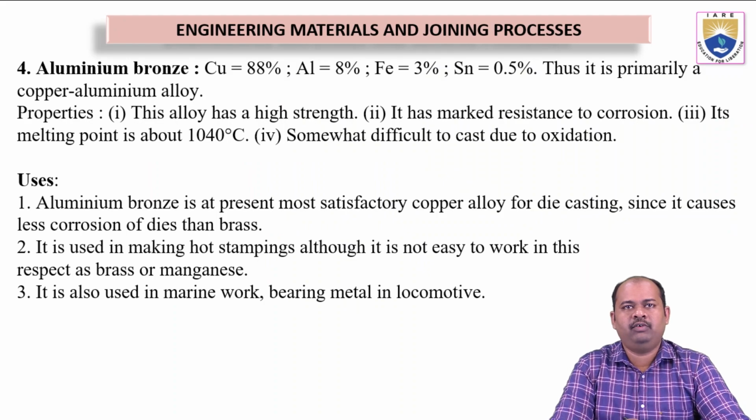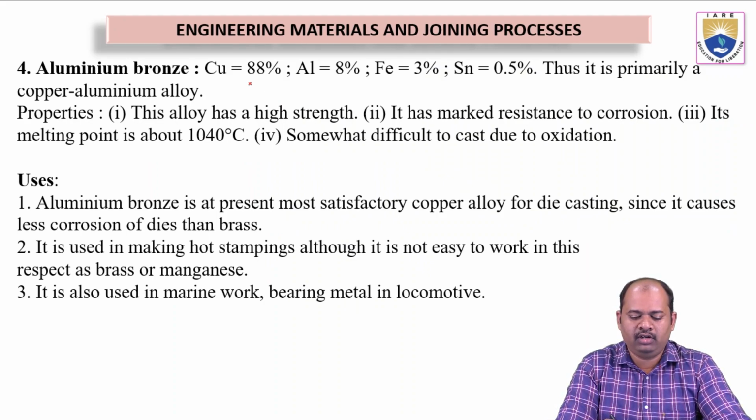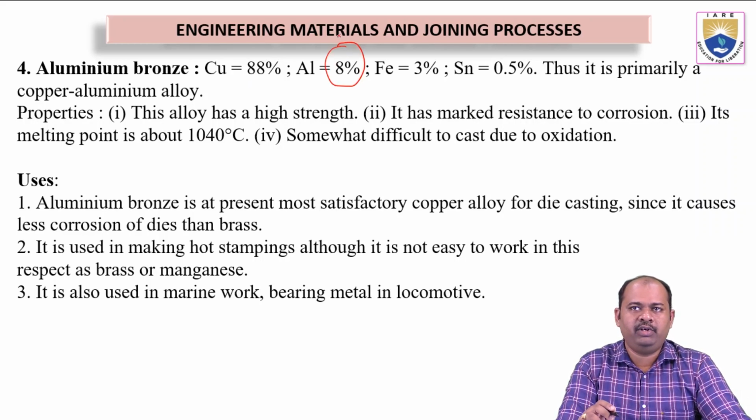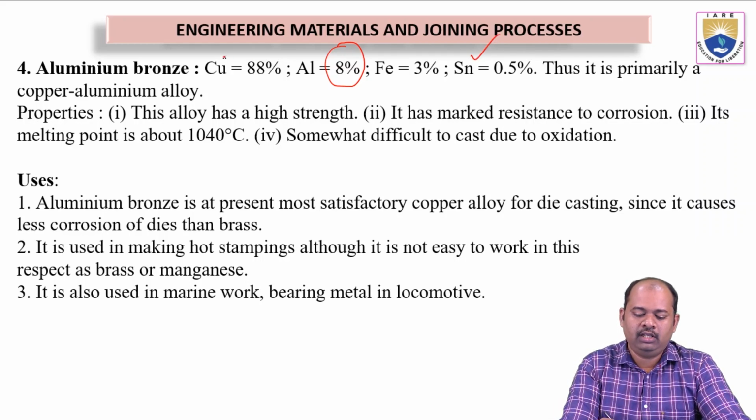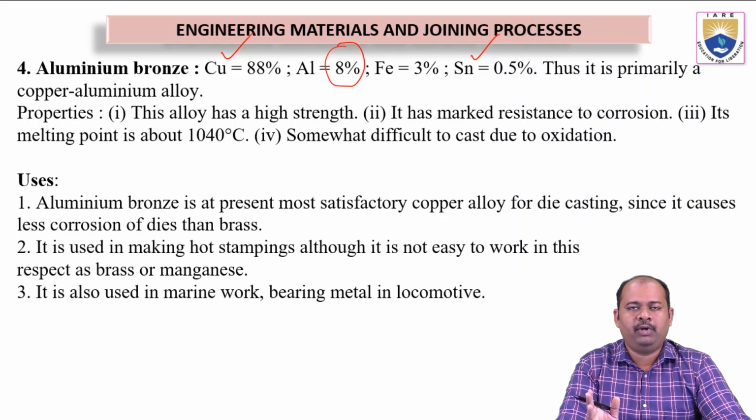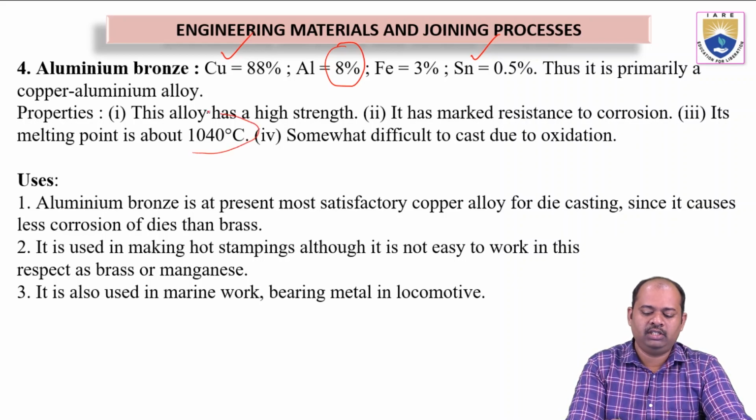This is another type of bronze that is made up of copper, and here the percentage of aluminum is about 8%. This is the extra element that is added along with tin and copper. This is properly called a copper aluminum alloy, and this alloy has high strength. It has marked resistance to corrosion. Its melting point is about 1040 degrees centigrade.